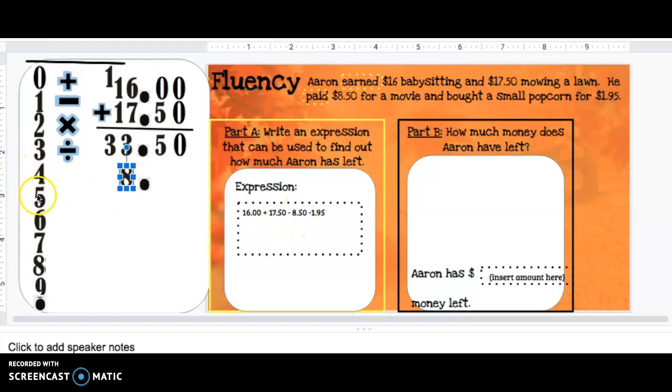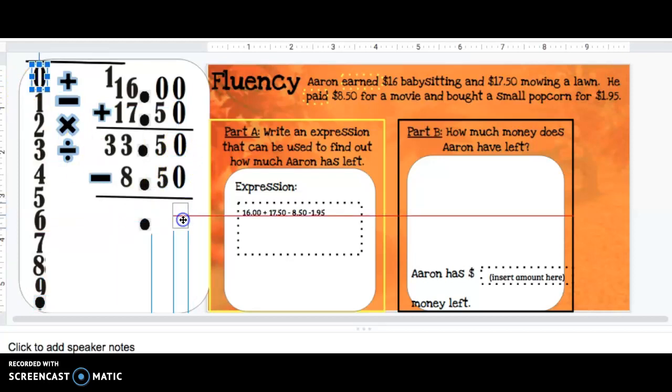And then I have 50 cents, so my 5 is in the tenths, so I'm going to put my 5 in the tenths. And then my 0 in the hundredth spot. And then I'm going to bring my line down, and according to our expression, we are going to subtract. Before I begin subtracting, I'm going to drop my decimal point down, drop it like it's hot. 0 minus 0 is 0. 5 minus 5 is 0.